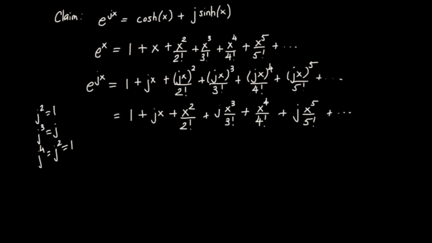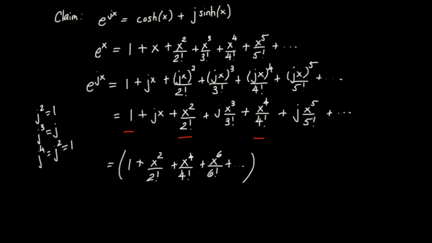And what do we notice here? We notice that all the terms of even degree, we have the 0, the 2, the 4, and then the next one will be the 6. All the terms of even degree form their own power series without a j in them, which is going to be 1 plus x squared over 2 factorial plus x to the fourth over 4 factorial. Next one would be x to the sixth over 6 factorial, and so on. We have that power series.